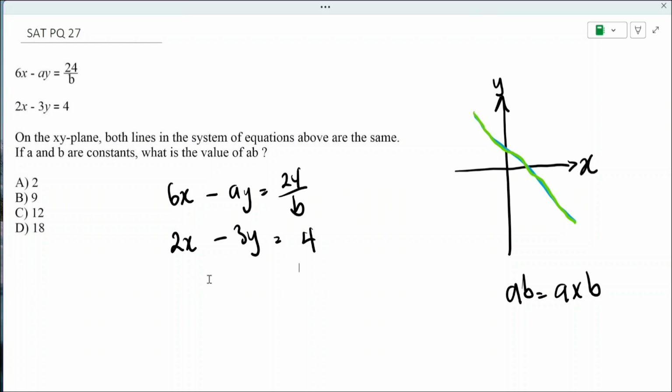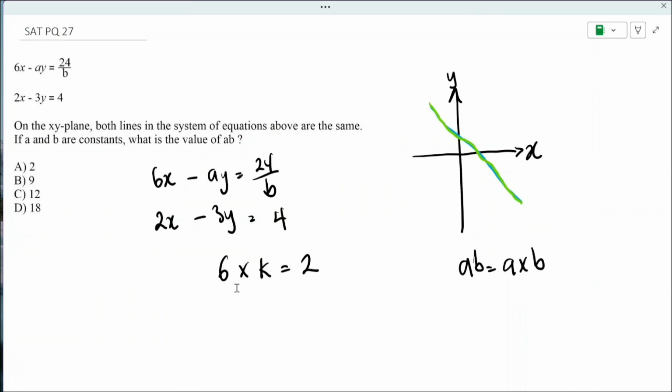Or you can find your constant. You can take the coefficient of x in equation 1 multiplied by your constant k, which should equal 2, the coefficient of x in equation 2. We have to find the value of k, so we divide both sides by 6. 6 cancels 6. k equals 2 over 6. 2 in 2 is 1, 2 in 6 is 3. You have that as 1 over 3. The constant is 1 over 3. So if you multiply 1 over 3 by 6, you get 2.